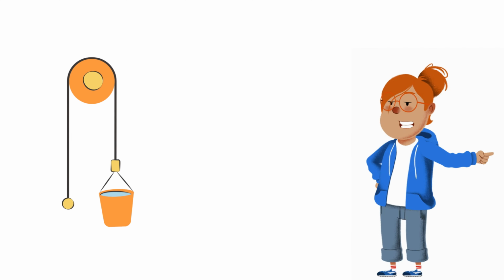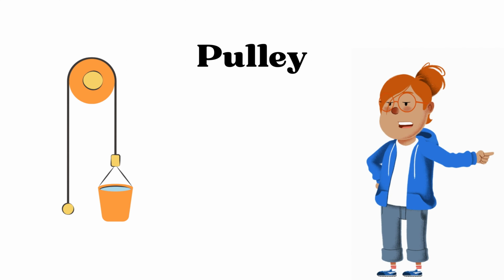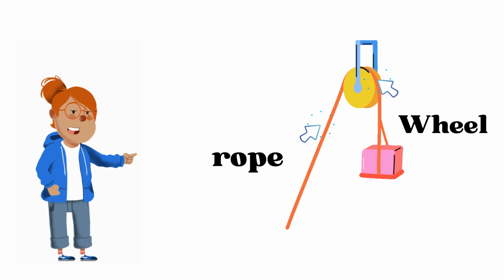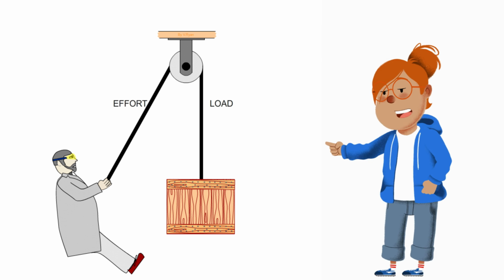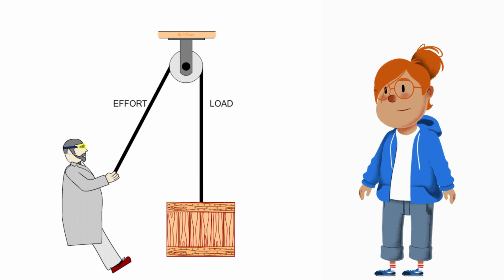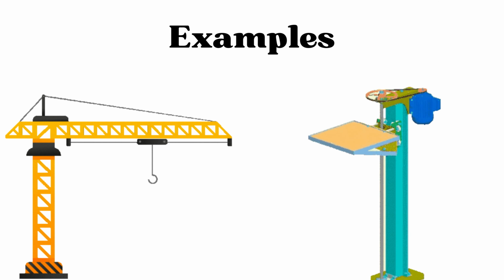Kids, next we're going to see pulley and its examples. A pulley is a wheel with a groove that a rope or cable runs through. It's used to change the direction of a force or to lift heavy objects. Examples include cranes and elevators.